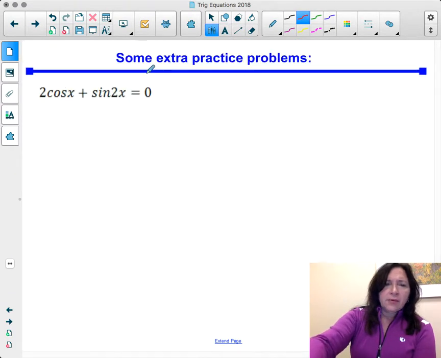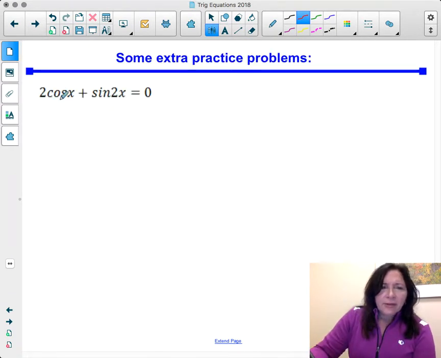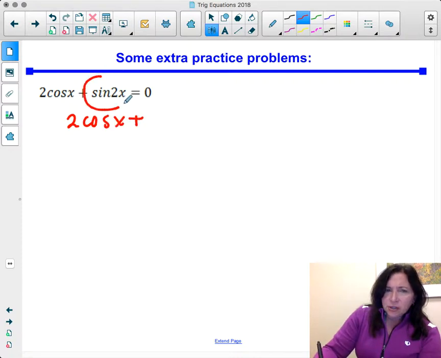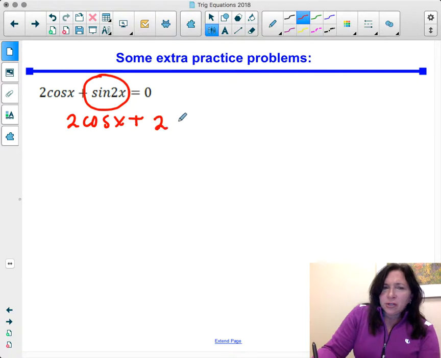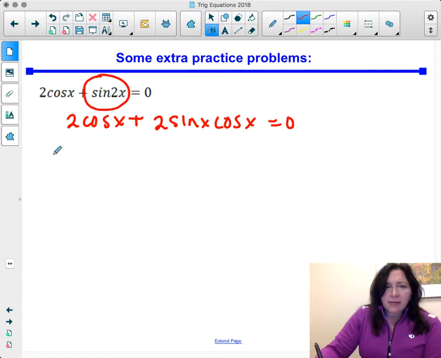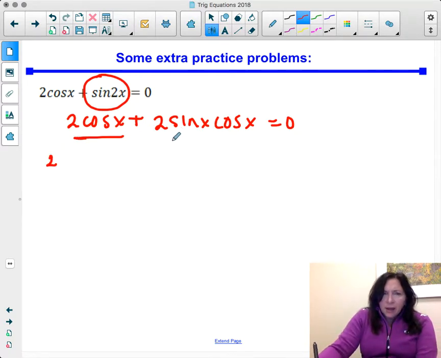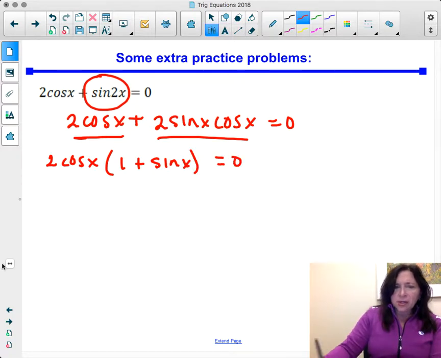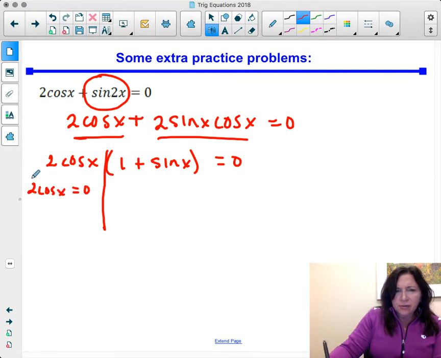Okay, so moving to the next problem. What we have here is 2 cosine x plus sine of 2x equals 0. So for this problem, I would probably change this to the double angle, 2 sine x cosine x equals 0. And I would factor out a 2, and I would factor out a cosine of x. And I would get a 1 plus sine of x is equal to 0. I would split this up, and I would get 2 cosine of x equals 0. Divide by 2. Cosine of x is equal to 0.